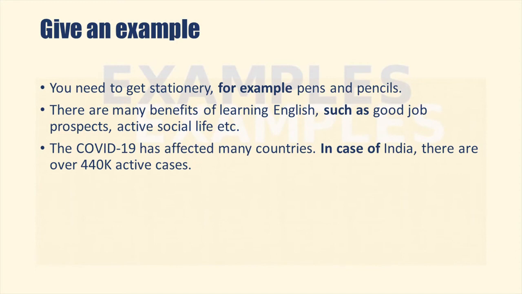Next one. There are many benefits of learning English. Okay, so here I'm making a statement about the benefits of learning English. Okay, so it wouldn't be clear until I give some examples. So I'm giving an example using the phrase such as. So what are the benefits here? Good job prospects, active social life, etc. Well, the benefits of learning English are infinite, numerous and infinite. But here I'm talking about two examples and I'm using the phrase such as. There are many benefits of learning English, such as good job prospects, active social life, etc.